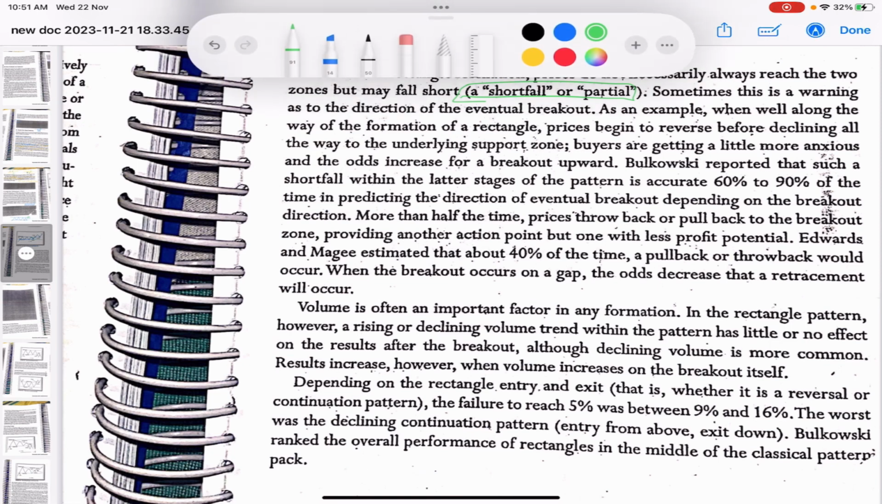Prices begin to reverse before declining all the way to the underlying support zone. Buyers are getting a little more anxious that the odds of an upward breakout are increasing. So, what has Bilowski said about it? Bilowski reported that such a shortfall within the latter stage of patterns is accurate 60 to 90% of the time, but it is not 100%. Nothing is ever 100% in trading. More than half of the time, prices throw back or pull back to the breakout zone, providing another action point with less profit potential.